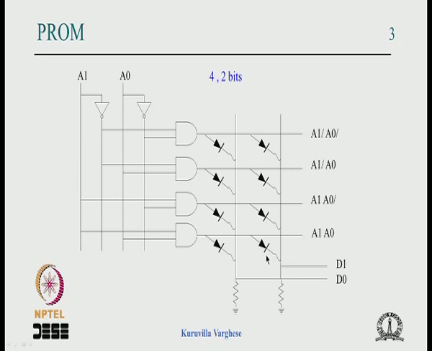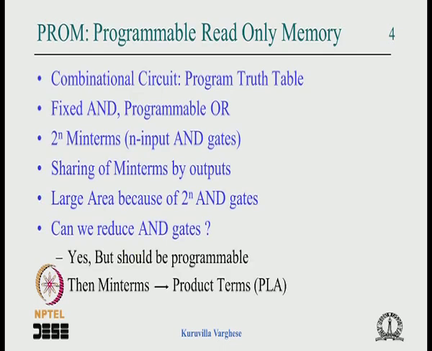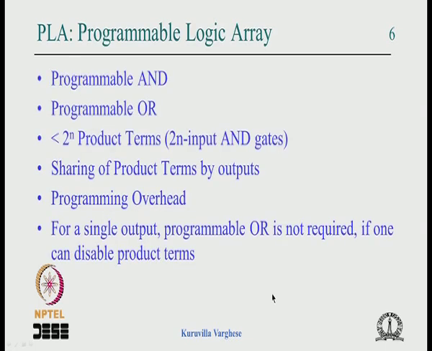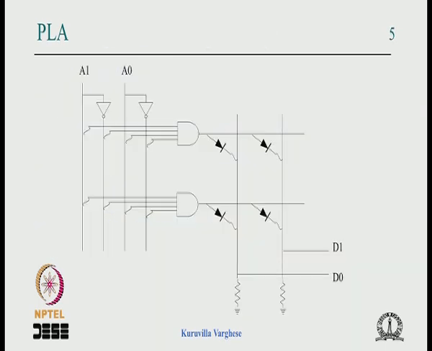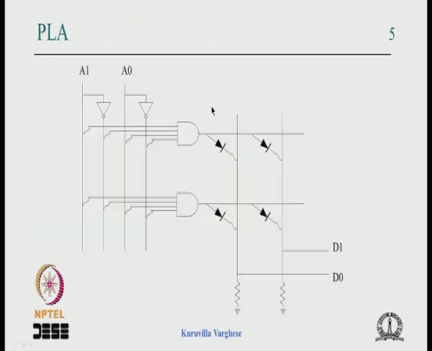So essentially you minimize your equation and start implementing it. That's what we said: we can reduce the AND gates but they should be programmable, the minterms become product terms, and such a device was called a PLA, the programmable logic array. I'm sorry that I have not written that in the previous slide. Now somewhere in the lecture I have told you not to worry too much about these terminologies.